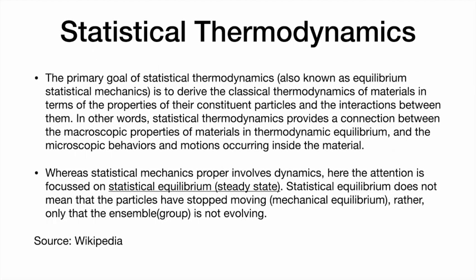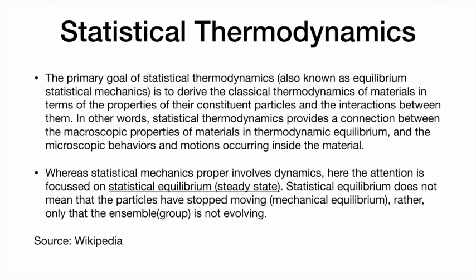And next we see statistical thermodynamics. The primary goal of statistical thermodynamics, also known as equilibrium statistical mechanics, is to derive the classical thermodynamics of materials in terms of the properties of their constituent particles and the interaction between them. In other words, statistical thermodynamics provides a connection between the macroscopic properties of materials in thermodynamic equilibrium and the microscopic behaviors and motions occurring inside the material.